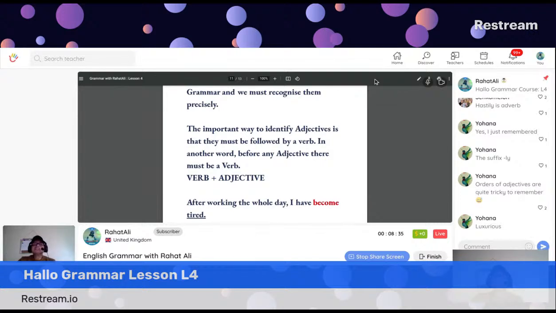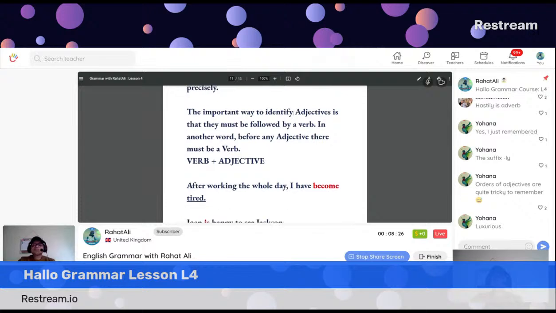Okay, so look at this example. After working the whole day, I have become tired. I've highlighted with red color. Like, become is a verb. So tired, after that, the tired, it is adjective, obviously.